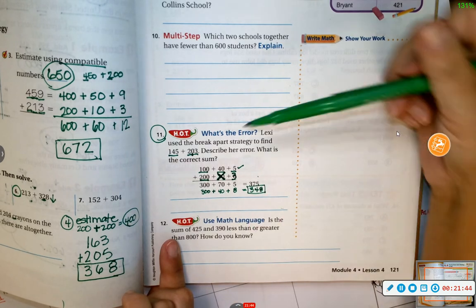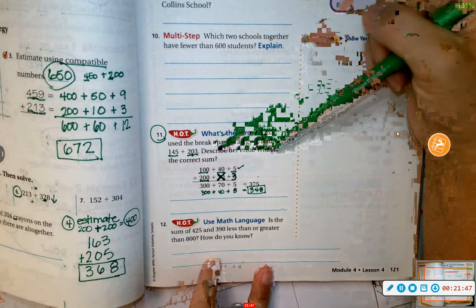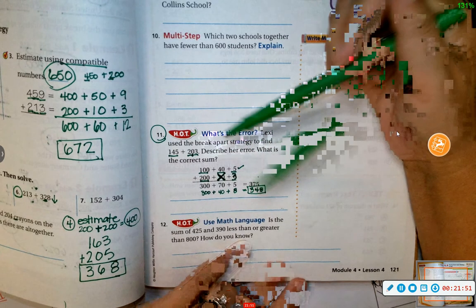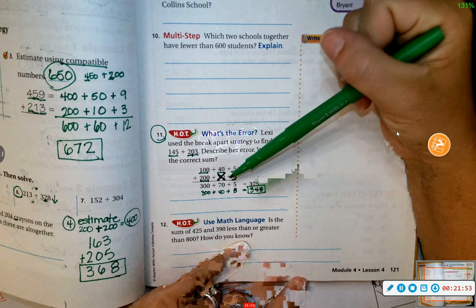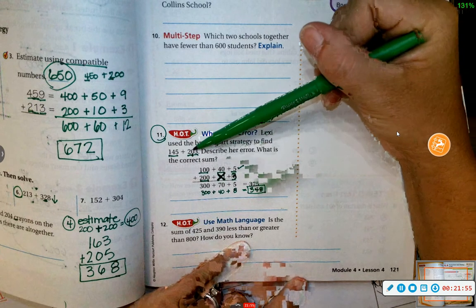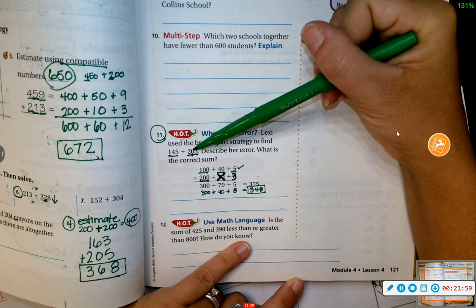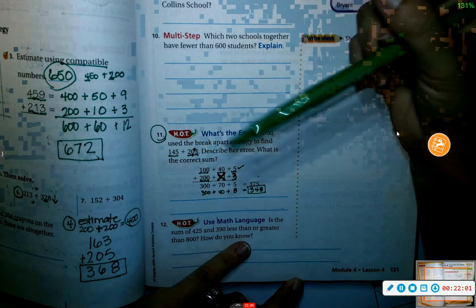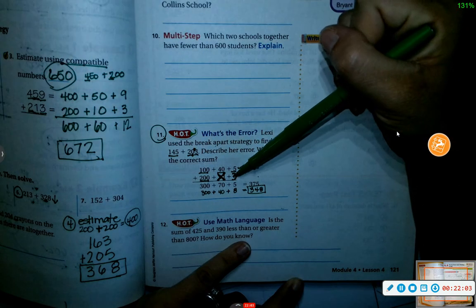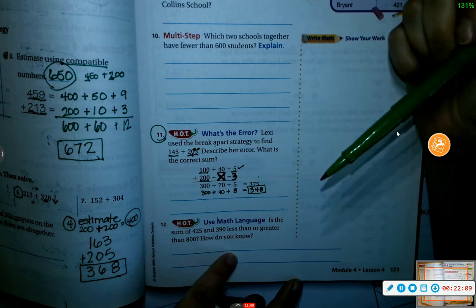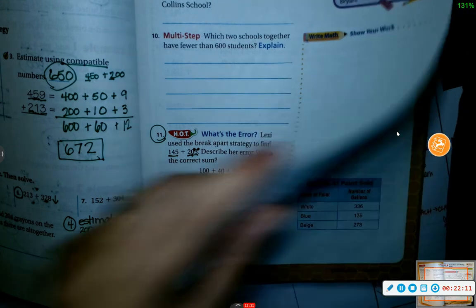Okay? Now it says to describe her error. Well, we kind of just did that. We don't have to write it down. I just want to talk to you about it. Okay, so the error she made, when she got to her tens place, she put 30, and she should have just had 0 for her tens. And she also made a mistake in the ones. She had 0, and she should have had 3. Okay? All right, let's go to the back.